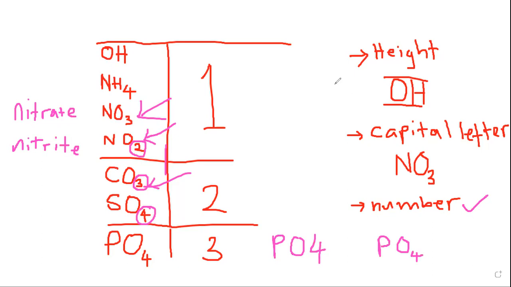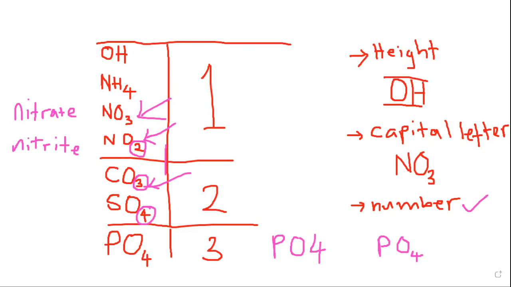So this is how we can remember the radicals. You can group them in their respective valency numbers. Hydroxide, ammonium, nitrate, nitrite have a valence number of 1. Then carbonate and sulfate have a valence number of 2. Then phosphate has a valence number of 3.